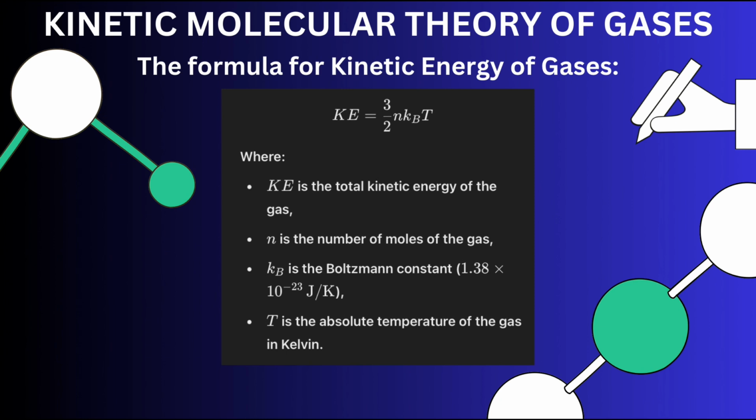So here is the formula for kinetic energy of gases that defines all of those assumptions, which is KE equals 3 over 2 N kB T. KE is the total kinetic energy of the gas, N is the number of moles of the gas, kB is the Boltzmann constant, with a value of 1.38 times 10 to the power of negative 23 joule per kelvin. T is the absolute temperature of the gas in Kelvin.